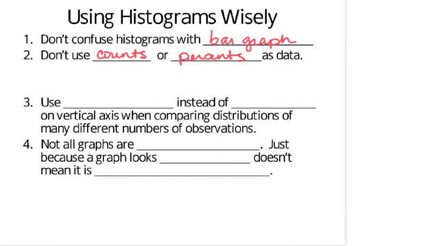The next one, use percents instead of counts on the vertical axis when comparing distributions of many different numbers. The percents or the relative frequency just gives you a little bit better indication because you're seeing the percent of the whole.